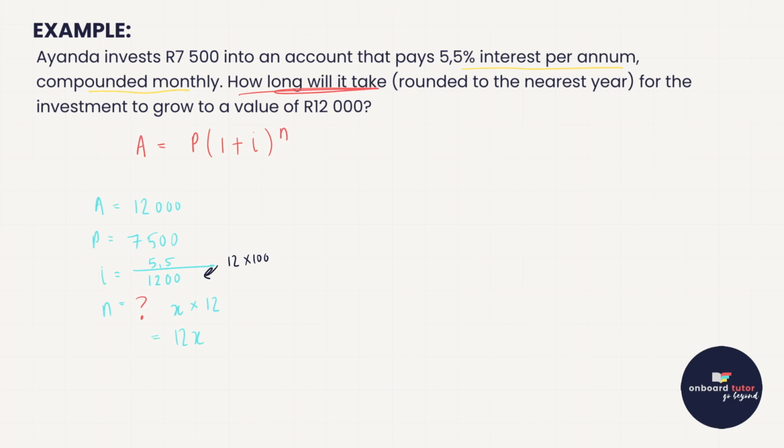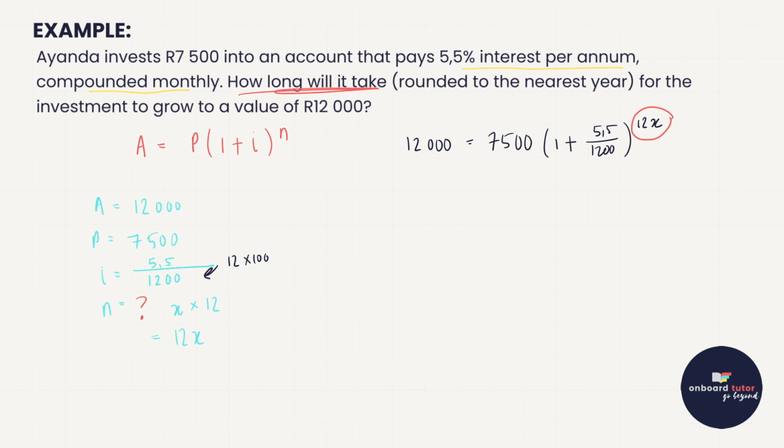All right, now that we've got that, we can substitute into our formula. So we've got 12,000 equal to 7,500 times (1 plus 5,5 over 1,200) to the power of 12x, where x is the amount of years that we want to work out. Now, believe it or not, I'm going to be able to use logs to help me with this, but I'm going to neaten it up first. Because my unknown is in the exponent, I want logs to help me out, because logs help me make an exponential unknown into the subject of the formula.